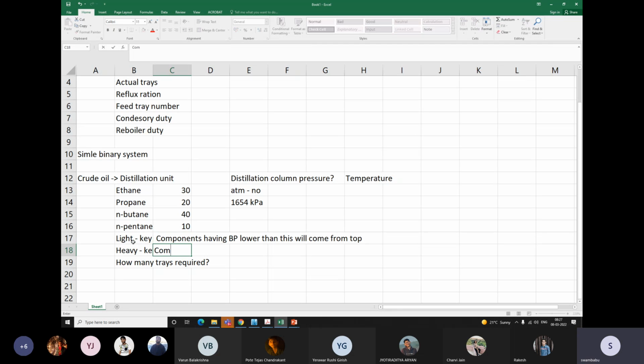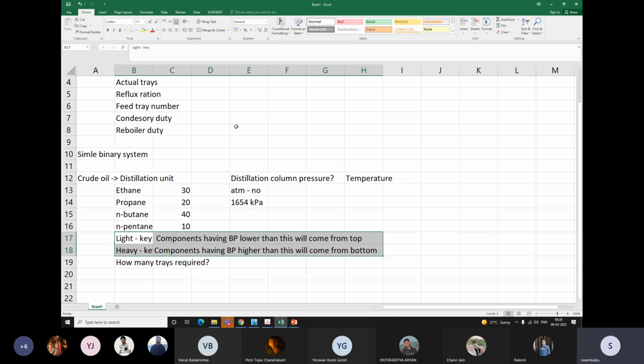Components having a higher key, components having a boiling point higher than this will come from the bottom. So if you have a single, let's say binary system, that will be easy. Light key component comes from the top, heavy key comes from the bottom. But if we have a multi-component system, then this specific terminology will be helpful for us to understand: light key and heavy key.